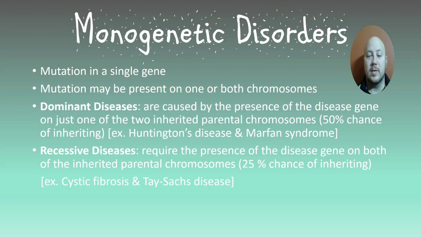Recessive diseases require the presence of the disease gene on both of the inherited parental chromosomes. In this case, the chance of a child inheriting a recessive disease is 25%, so 1 out of 4. In the family example, if the parents have 4 children, it may be more likely that only one child will develop the disease. Examples of recessive diseases include cystic fibrosis and Tay-Sachs disease.